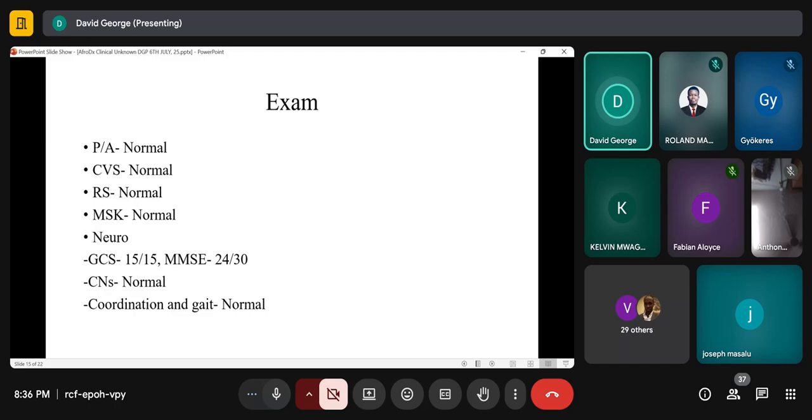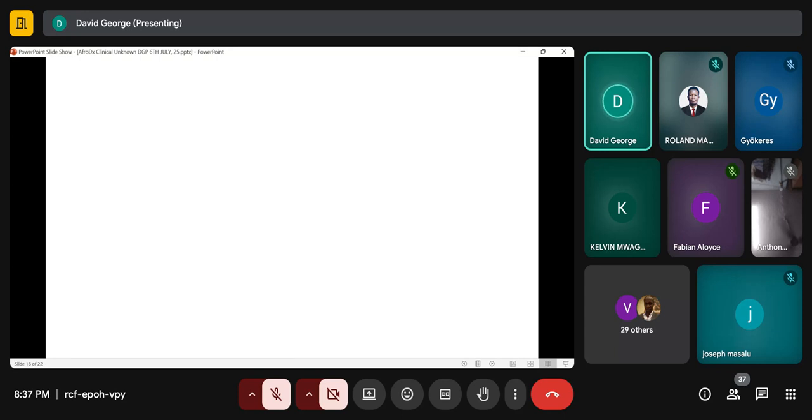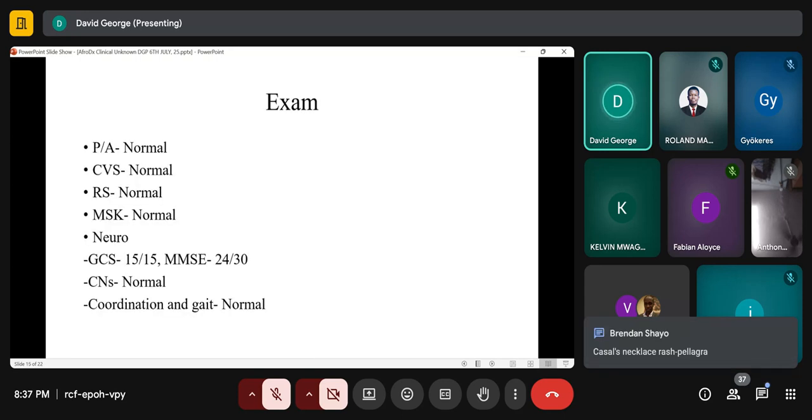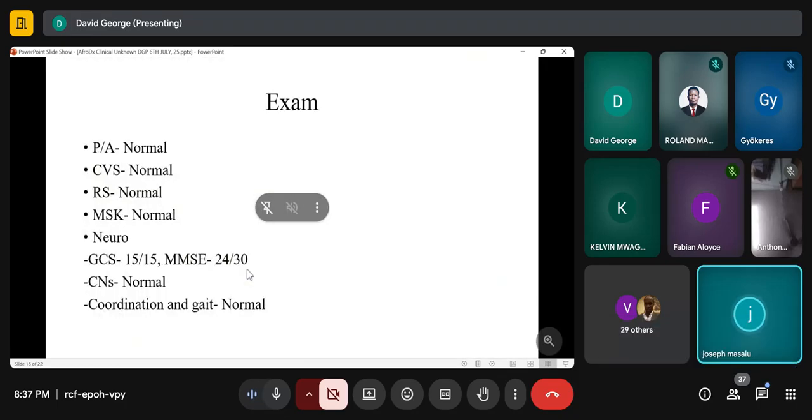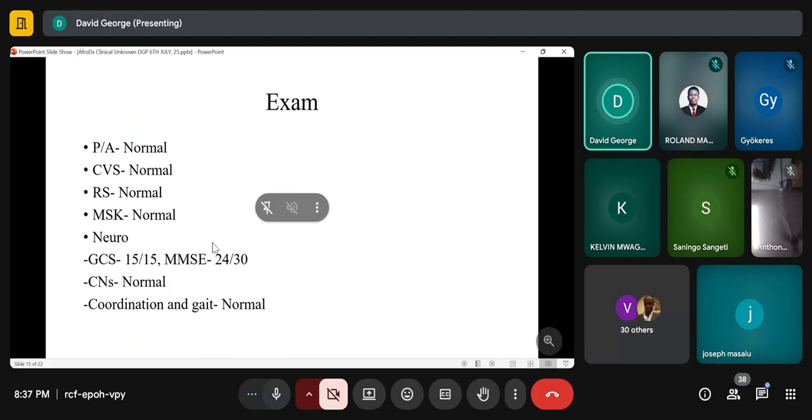For neuro, GCS was 15. On the mini mental status exam, he scored 24 out of 30. Cranial nerves were normal, coordination and gait were normal. So that's the exam. Can you remind me, is the MMSE 24 out of 30 normal? So the 24 is mild, mild cognitive impairment. Very important. So let's go to the rash.